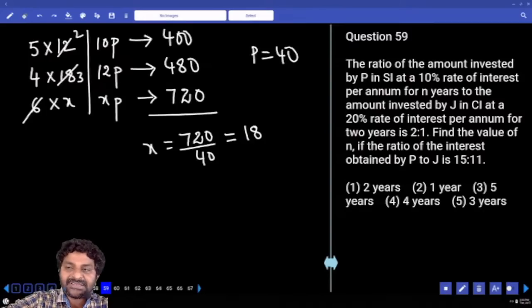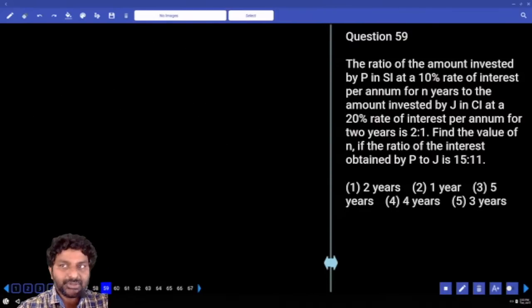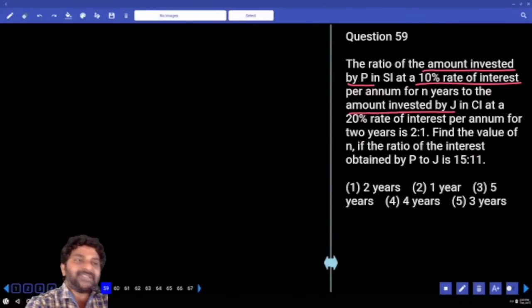The ratio of amount invested by P in simple interest at 10% rate of interest per annum for n years to the amount invested by J in compound interest at 20% per annum for 2 years is 2:1. Find the value of n if the ratio of interest obtained by P to J is 15:11. Here they are talking about ratio. What ratio are these? Amount invested by P in simple interest at 10% per annum for n years to the amount invested by J. There are two people here. Am I right?